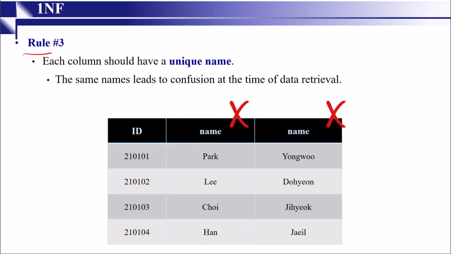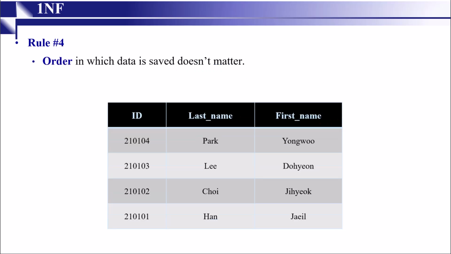Rule number three says there must be a unique name for each attribute. For example, here we have two attributes with the same name. They must have unique names. This clarifies meaning and prevents errors during data retrieval, making the database more user-friendly.